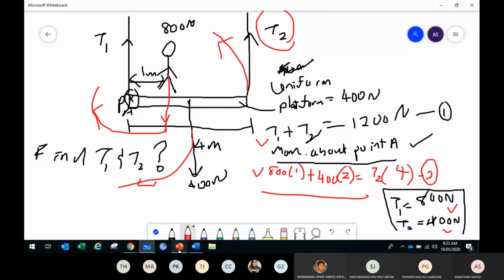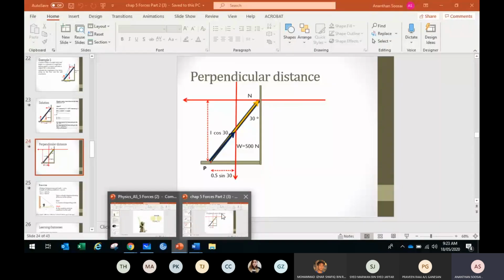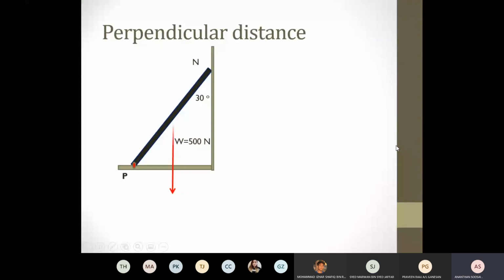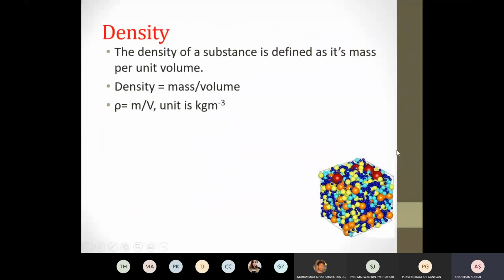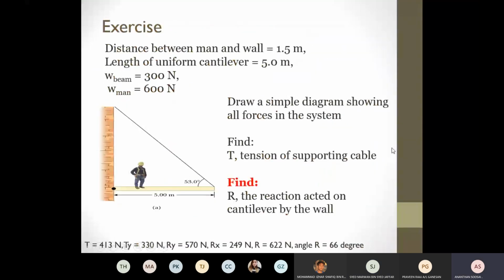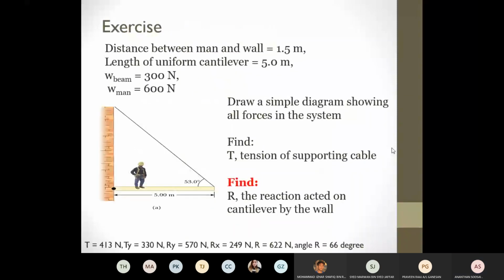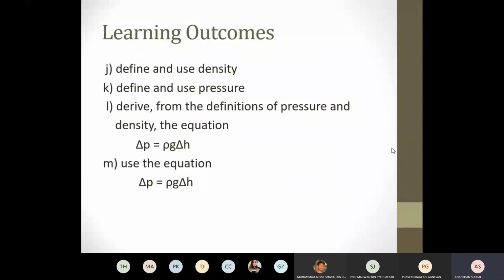Any questions so far? No. Okay. So I'm going to skip this part because it's all about moment. We go straight to the next part. What we're going to do is talk about density and pressure.